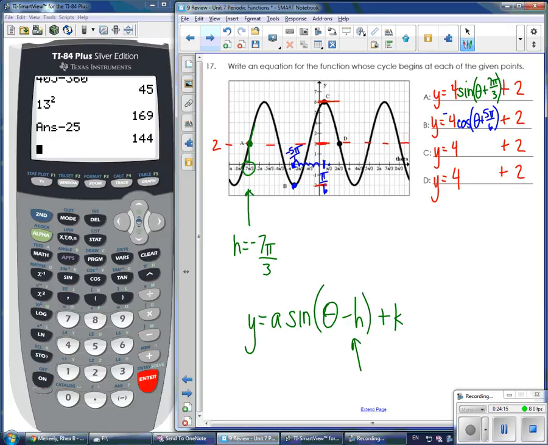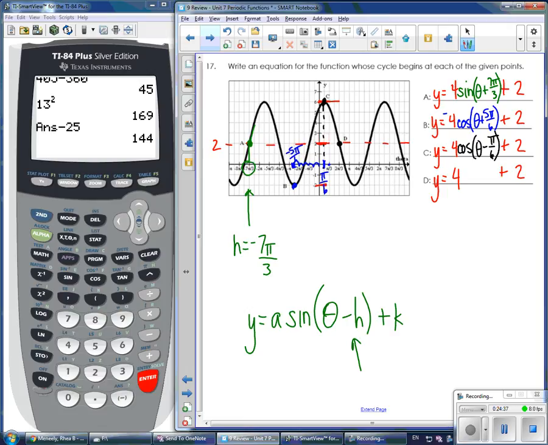Okay. The next one, letter C, starts at the top. So again, I'm dealing with a cosine function. Since it's at the top, it's not reflected, so I don't need to worry about changing the sign. And again, if I notice, it starts at pi over 6. So this time when I put it into the parentheses, I need to do theta minus pi over 6.